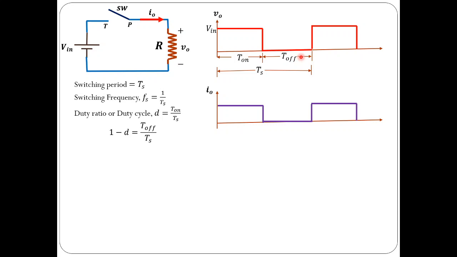Coming to the current waveform, the current is equal to V in by R during the on period, and equal to 0 during the off period. So this is the waveform for one cycle, and the same waveform will repeat for the remaining cycles also. Now coming to the average value, we know the formula: the area under the curve over one cycle divided by the time period to complete one cycle is known as the average value.